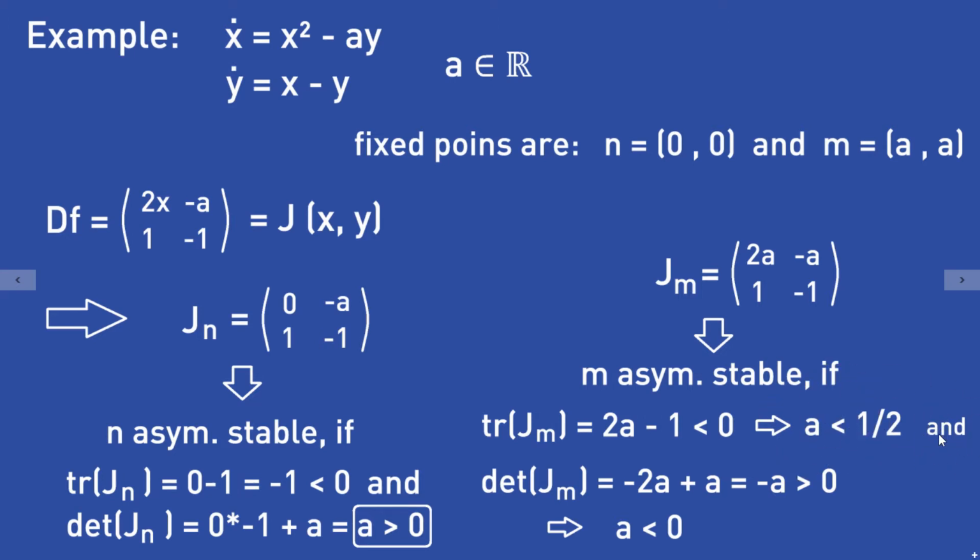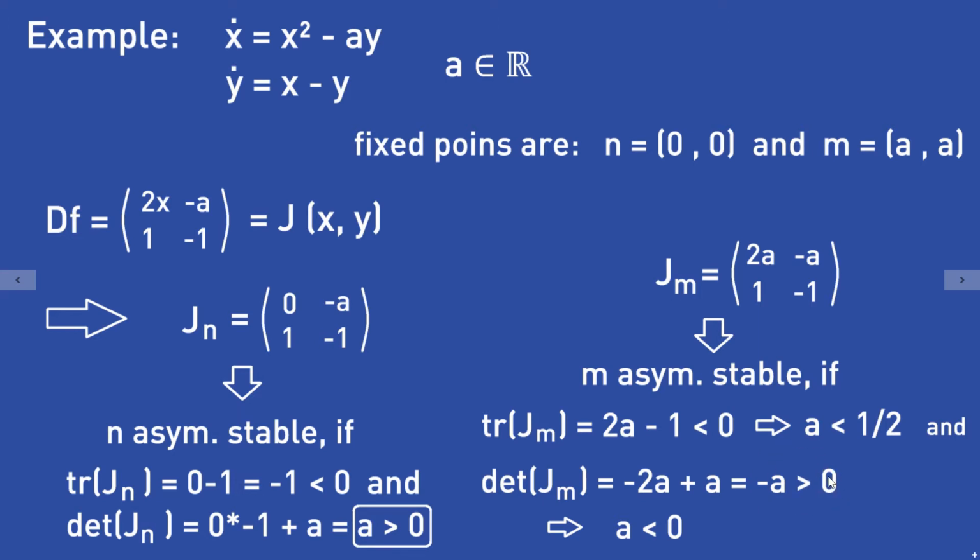And the second thing we need is that the determinant of Jm is positive. So the determinant of Jm is 2 times a times minus 1 minus a times 1, which is minus 2 times a plus a, which is equal to minus a. And this has to be larger than 0.